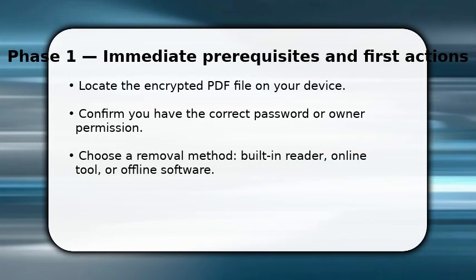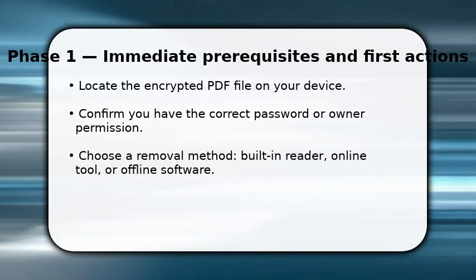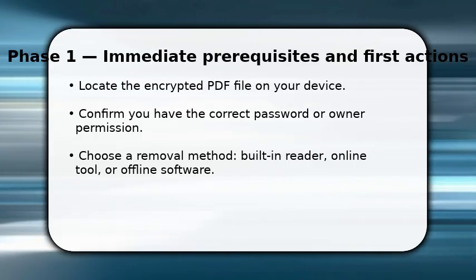You start by finding the locked PDF and confirming you have permission to unlock it. Once located, try opening it in your PDF reader to verify the password prompt appears. If you have the user password, enter it. If not, pick a removal method: built-in export, a reputable online service, or offline software.